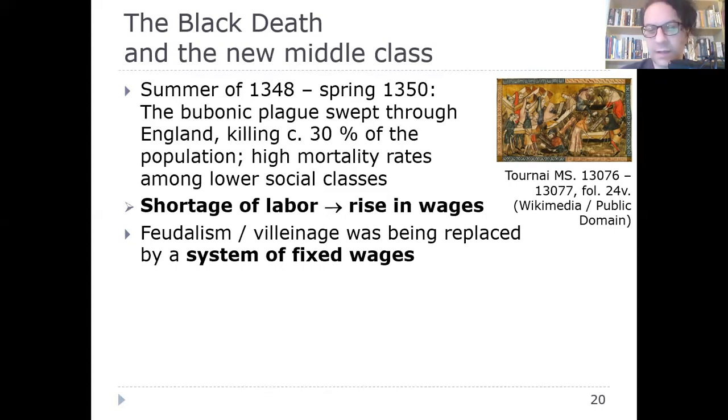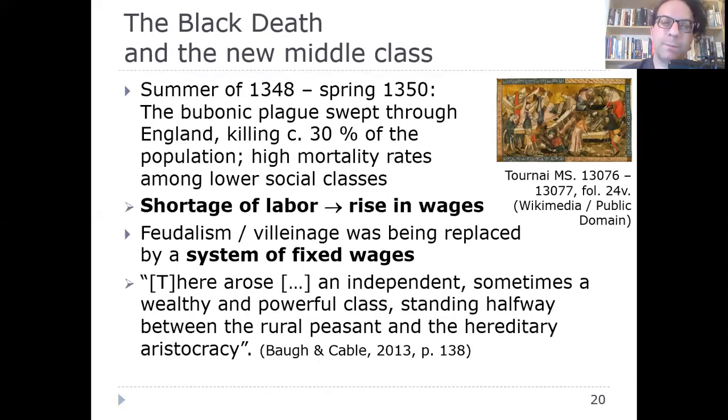And this was a relatively new idea at the time. What this led to, all of these things led to a new independent, and as Baugh and Cable say, sometimes wealthy and powerful class that stood halfway between the rural peasant on the one hand and the hereditary aristocracy on the other hand. Hereditary aristocracy means people who consider themselves to be noble by birth.